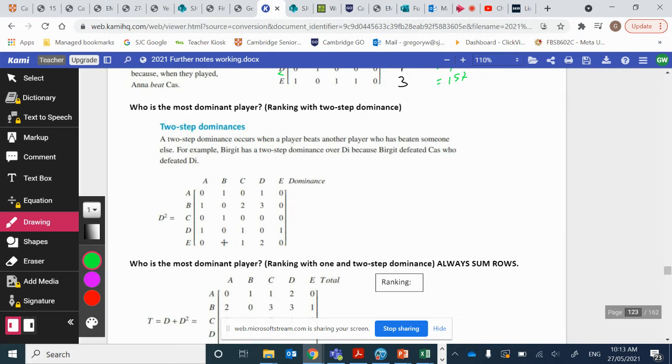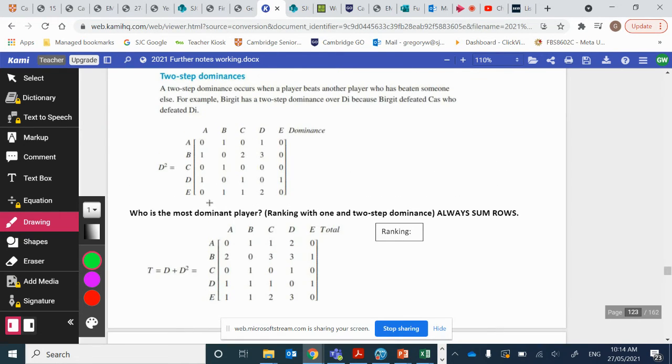E has two-step dominance over B, has it once over C, and has it twice over D. Now, to work out who's the best, we can combine the one-step and two-step dominance. We always sum the rows. So we get 1, 2, and 3. So that's 4, 2, 3, 3, and 1. Well, that's 9. 1, 1 is 2. 1, 1, 1, 1 is 4. And then 1, 1, 4 is 7.